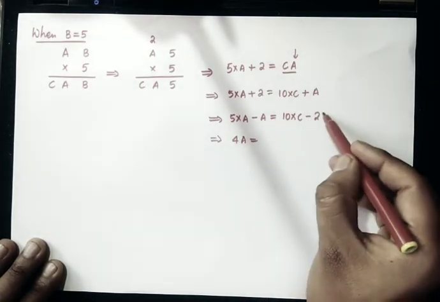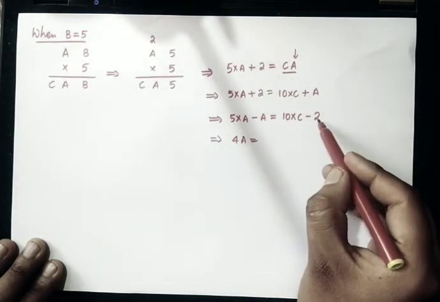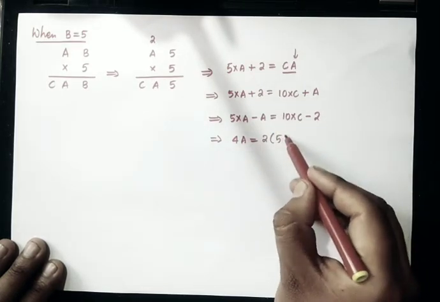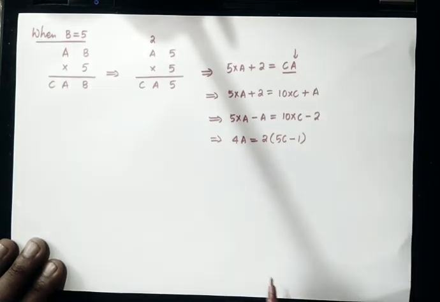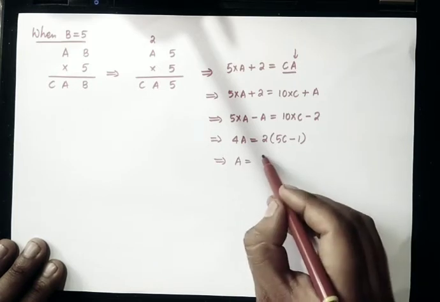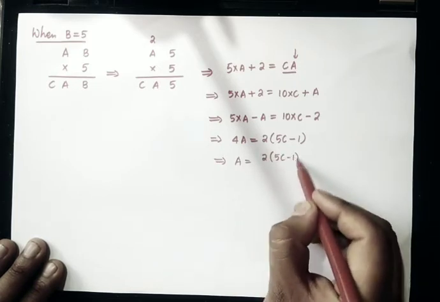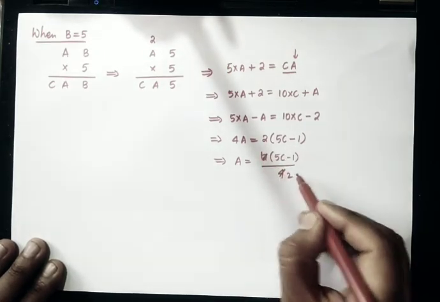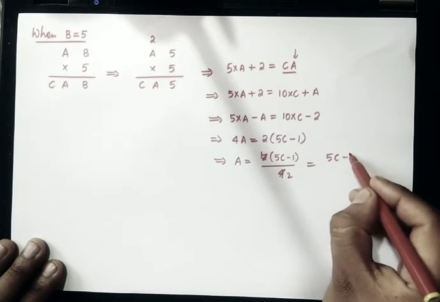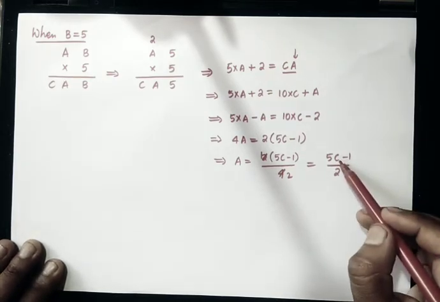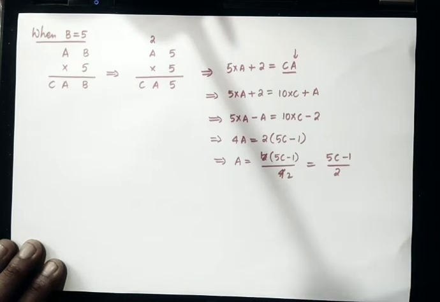right? So we don't have C here, so we cannot subtract here. So instead we can take 2 as common. So if I take 2 common, then from here we have 5C, and from here 1 is left, right? So from here what is the value of A? The value of A is 2 into 5C minus 1, and this 4 goes to the denominator. So 2 ones are 2, 2 twos are 4. That is 5C minus 1 by 2. Okay, so the value of A is going to be this much. Now we'll take different values for C and check what is the possible value of A.